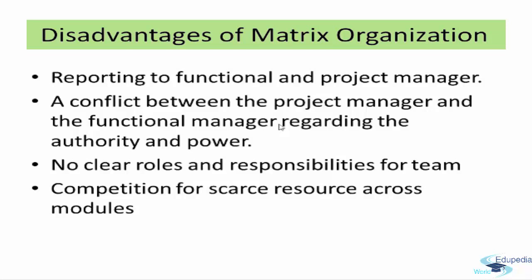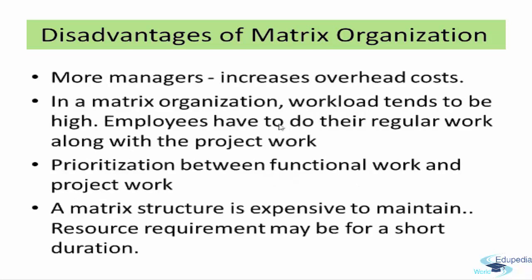Also there is a competition for scarce resources across modules. If you have a very good resource in a functional unit, multiple project managers would like to utilize that expert within their project. So there could be competition between the modules and between teams for the scarce resource. And in a matrix organization, you tend to have more managers, either functional managers or project managers, depending on whether it's a weak or a strong matrix. In case of a strong matrix, you may have more project managers. In case of a weak matrix, you have fewer project managers, more functional managers.